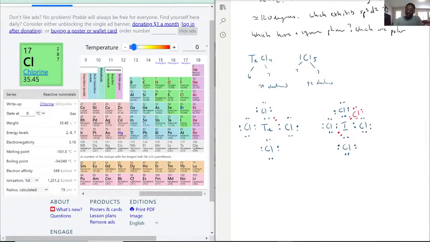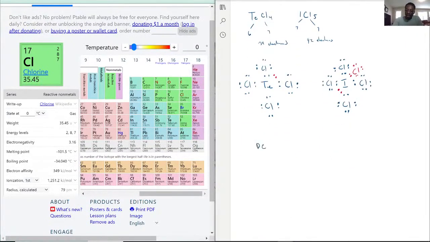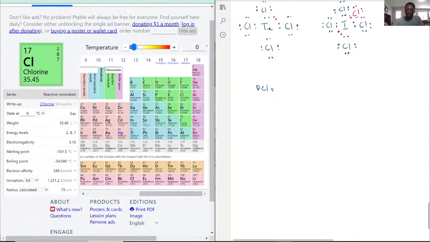Okay, so we have PCl5. And just to make sure that's actually what we're dealing with. Yep, perfect. So we have another one in the middle, phosphorus, and we have sharing 1 each.